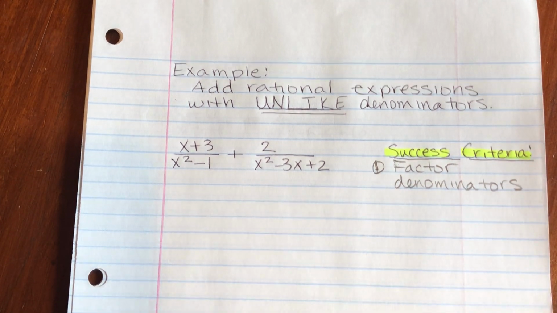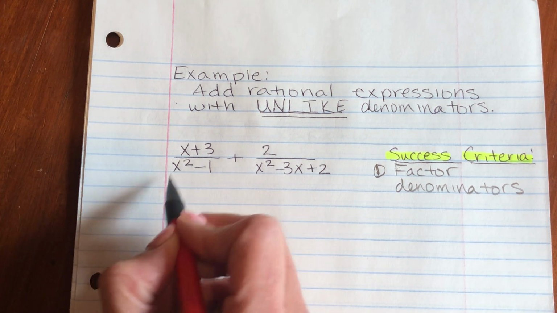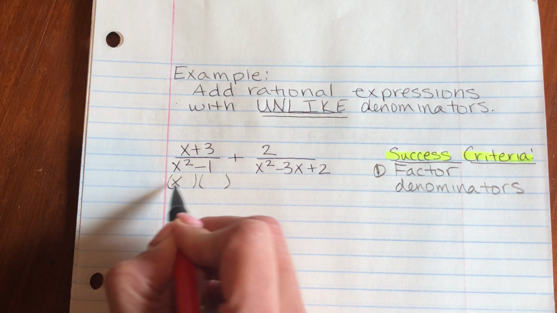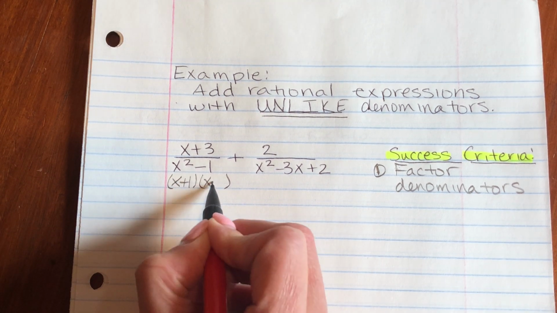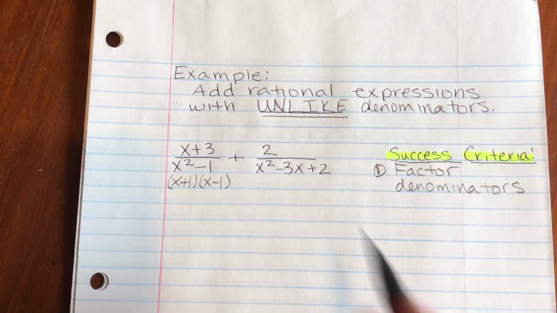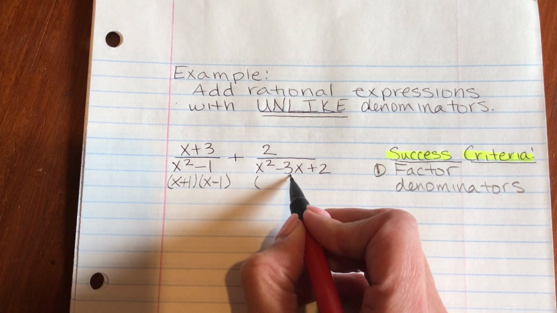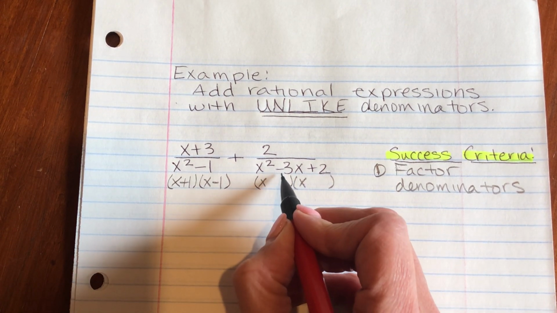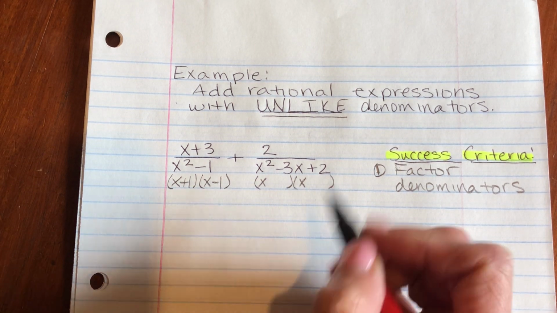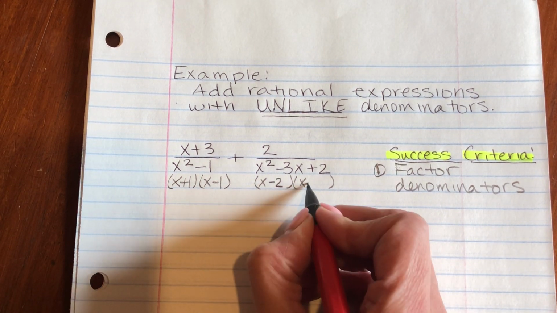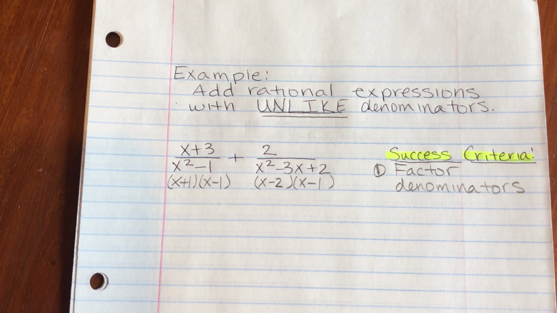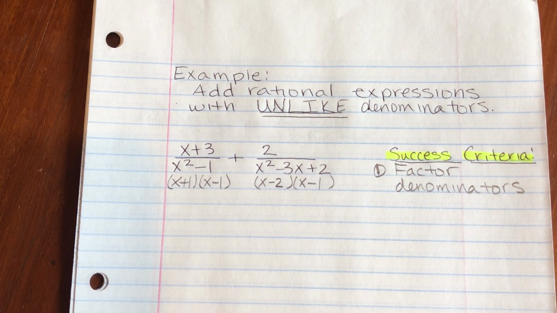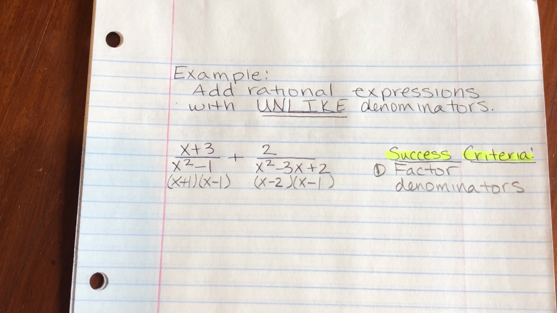All right, so factor the denominators. This is a difference of squares, right? And then I'm going to factor this one. Looking for the factors of 2 that add to negative 3. That would be negative 2 times negative 1. All right, my denominators are factored.